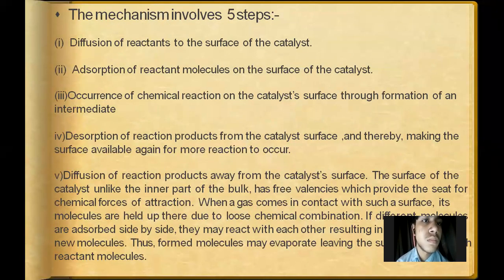There are different steps involved in that. First, diffusion of reactant to the surface of the catalyst. The reactant will go and stick to the surface of the catalyst. Second, adsorption of reactant molecules on the surface of the catalyst. When they stick to the surface, adsorption takes place. Next is the occurrence of chemical reaction on the catalyst surface through the formation of an intermediate.